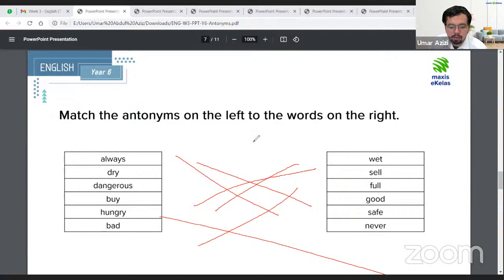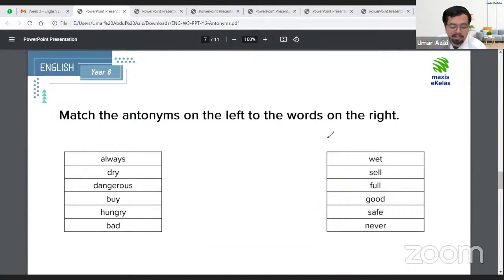However, because we are using chat, I don't think you can draw lines. So instead, what I'll ask you to do is, we'll go one by one. I'll ask the word here, always as 1, then 2, then 3, then 4, then 5, then 6, and you tell me what the antonym is. I will draw the line for you. Can we do that? If we can do that, say yes, we can in the chat.